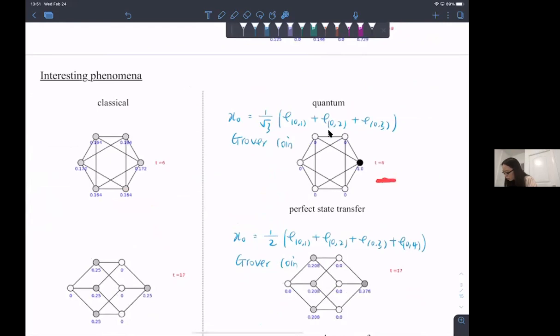So here at t equals 6, you will find the walker on this vertex with certainty if we started with this vertex. So this is a phenomenon called perfect state transfer. So we are starting with all the outgoing arcs of the same vertex. Okay. And after 6 steps, you will find the walker on all the outgoing arcs of the opposite vertex.